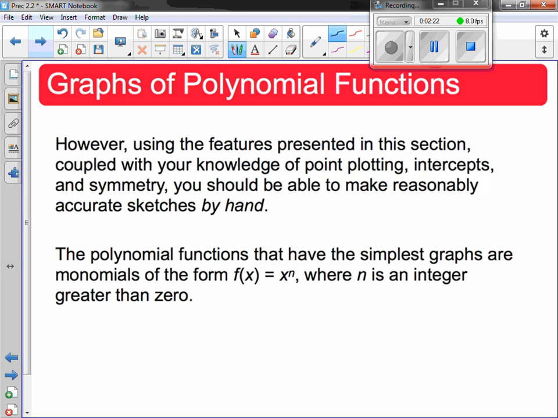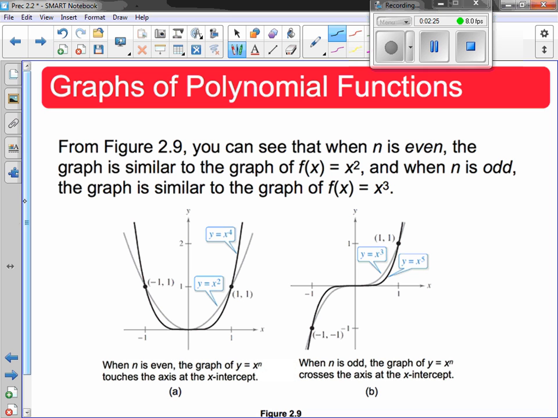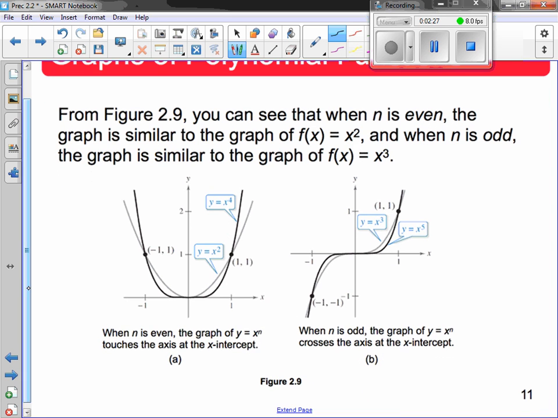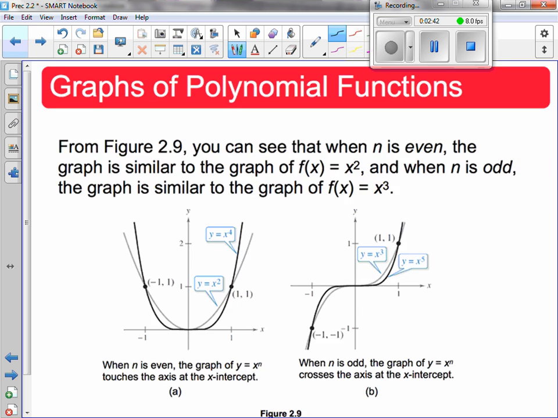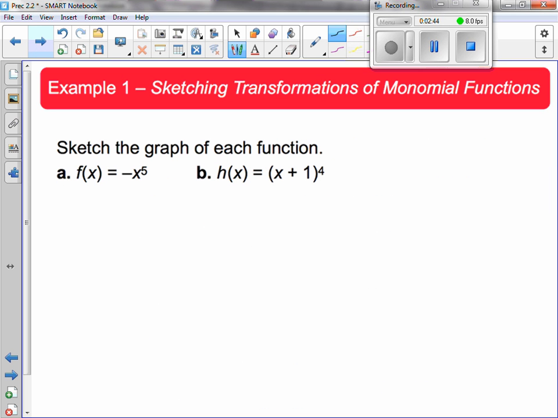There's no reason not to use it. X squared and x cubed, or x squared and x to the fourth, are very similar to each other. There are just slight differences in their graphs. It's not going to be a whole lot, but the graphing calculator will be able to tell the difference. Graphs with a greater n are flatter near the origin. So if I wanted to sketch these, there's no reason not to use the graphing calculator.